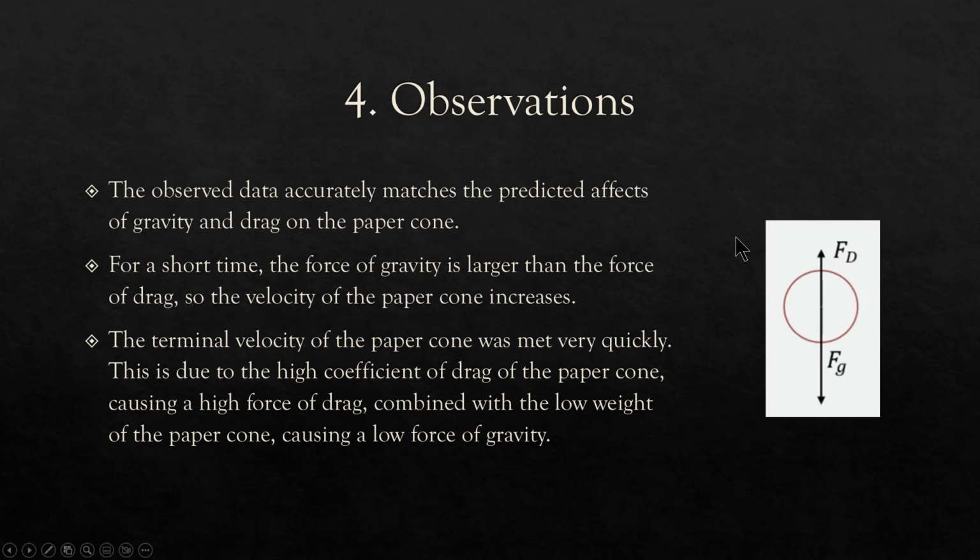So, some observations from this experiment. The observed data accurately matches the predicted effects of gravity and drag on the paper cone. For a short time at the beginning, the force of gravity is larger than the force of drag, so the velocity of the paper cone increases. Finally, the terminal velocity of the paper cone was met very quickly. This is due to the high coefficient of drag on the paper cone, causing a high force of drag, combined with the low weight of the paper cone, causing a low force of gravity.